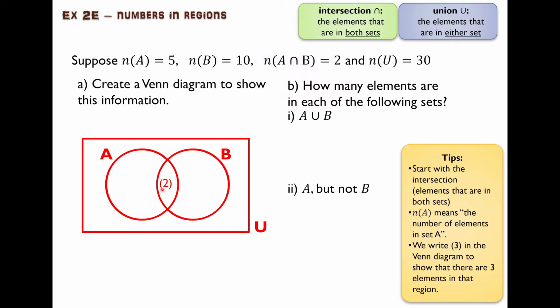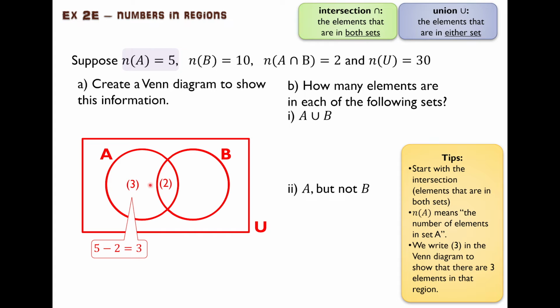Now we can look at another fact. We can look at the fact that the number of elements in A is 5. So A is this whole circle, and there are 2 elements in here and 5 elements in the whole circle. So how many are in this part here? 5 take 2 is 3. Just to check, how many elements are in A now? 1, 2, 3, 4, 5. There are 5 elements in A.